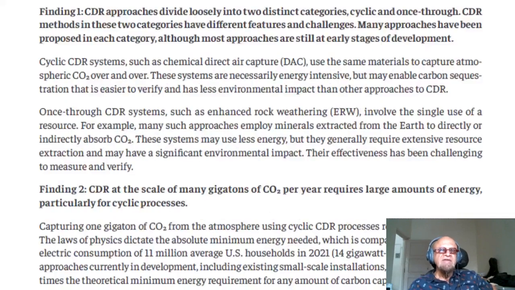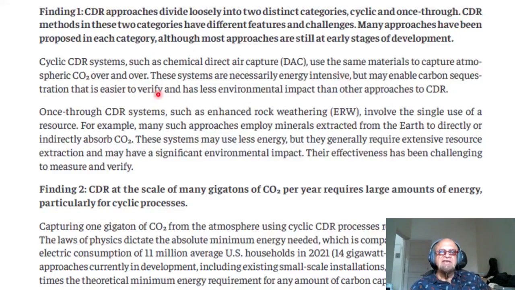Okay, what are the main findings? CDR approaches divide loosely into two distinct categories: cyclic and once through. So it's like a circular economy type. You capture, you use it, release it, and capture it back, so you keep it in a loop. Or once through, so air flows through, you capture it and then you put it away somewhere. CDR methods in these two categories have different features and challenges. Many approaches have been proposed in each category, although most approaches are still at early stages of development.